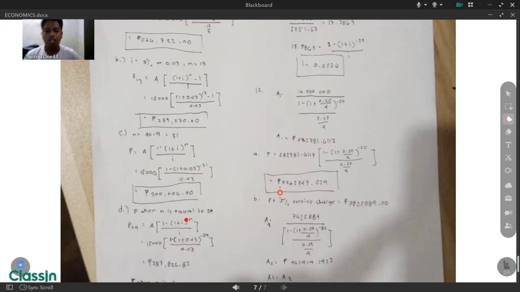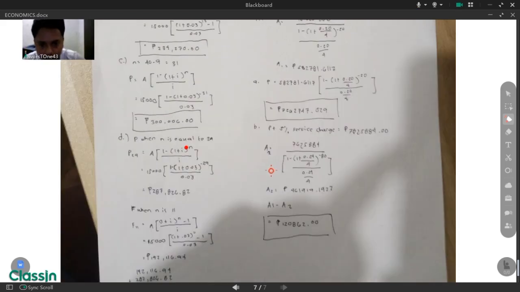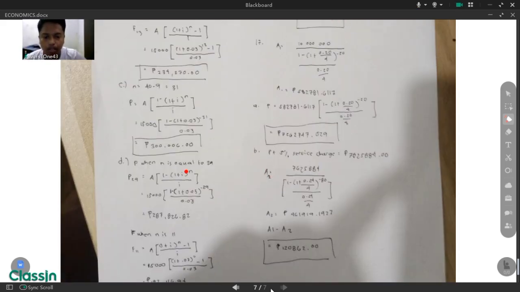That is the percentage, our interest rate. Okay, number 17, which is the next problem.